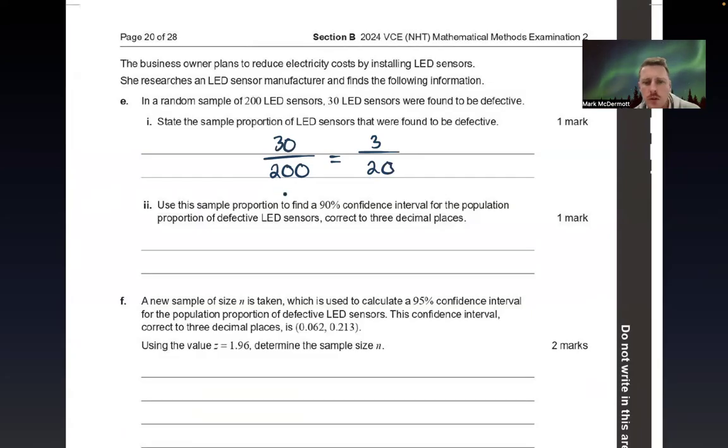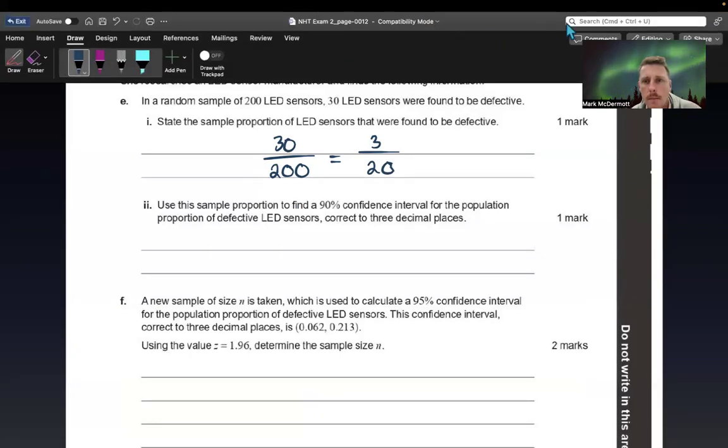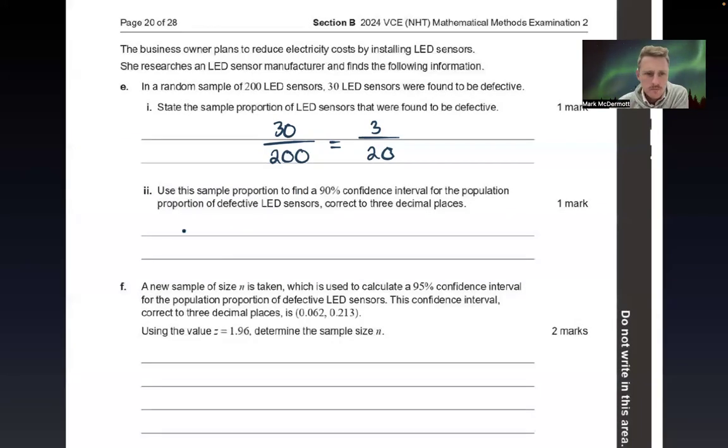Okay, use this sample proportion to find a 90% confidence interval for the population proportion of defective LED sensors, correct to 3 decimal places. Now, for a 90% confidence interval, you have to have a certain Z value.